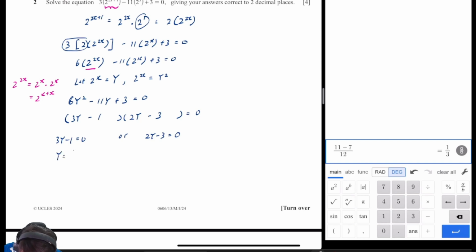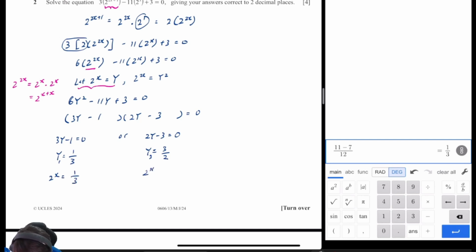So I assume you guys are really comfortable with quadratics at this point. Okay, so y1 is equal to 1 over 3, y2 is equal to 3 over 2. But are we done yet? Of course not. Since we are just borrowing the identity, we have to switch it back from y to 2 to the power of x. That is 1 over 3.